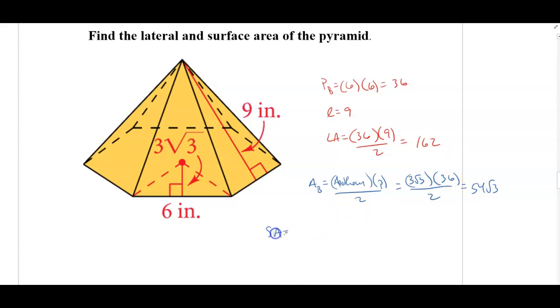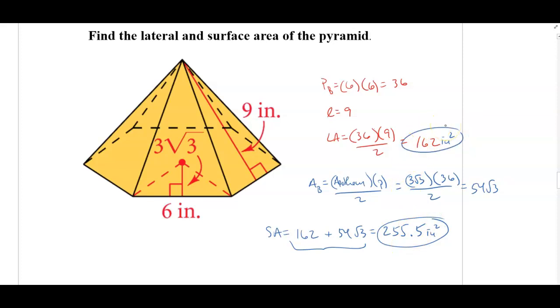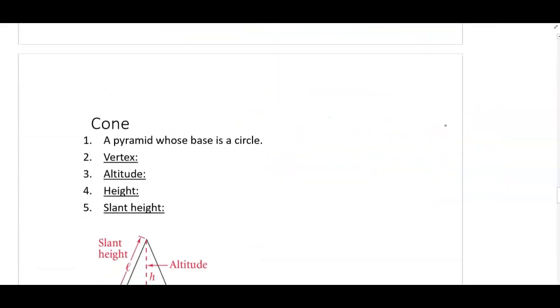And now, when you go to find the surface area, that's just going to be 162 plus 54 root 3. Now, these cannot be combined as is, but you could put that in the calculator to find the approximate value. So 162 plus 54 square root 3 would give you 255.5. And that would be inches squared. So that's your surface area. And here's your lateral area.